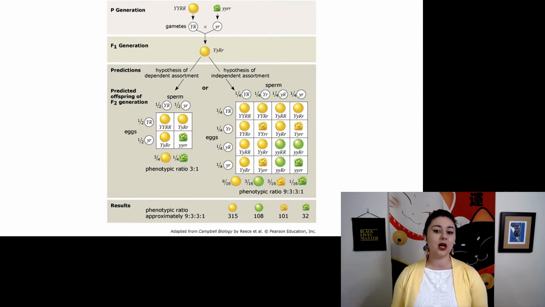If these were dependent on each other, we would expect them to sort the same way. So we would only expect to see round and yellow or green and wrinkled. But what we actually see is all combinations of the two. So here we have to do a more complicated Punnett square because we're looking at two genes at the same time. And that means there are 4 different possible combinations of these traits that the offspring can have. So just remember that when you want to look at more than one trait, your Punnett square might start to look a little crazy, and you'll get a slightly more complicated phenotypic ratio as a result.